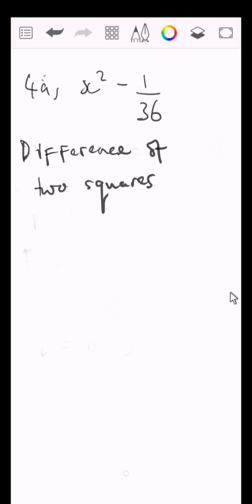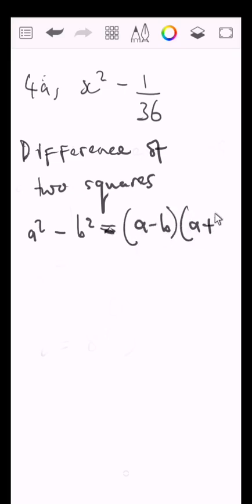The idea of the difference of two squares ndeyekuti, for example, generally kana tina a squared minus b squared. A squared, it's a square because ina squared mukati. Then b squared is also a square. Then take note kuti panapa we are looking for a difference. That's why it's in a minus sign. This is equal to a minus b multiplying a plus b. Do you know the difference of two squares?